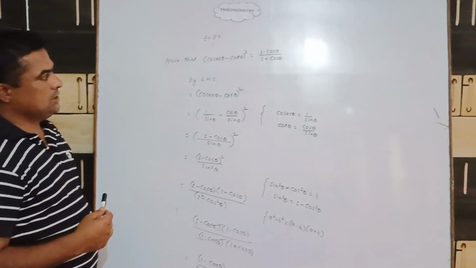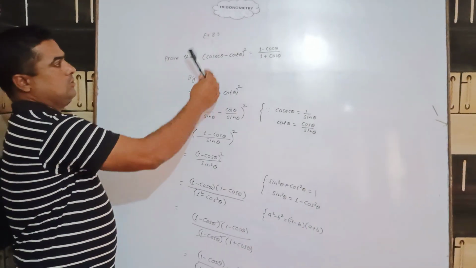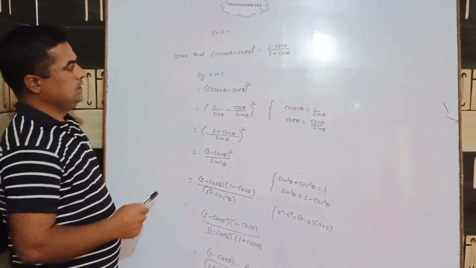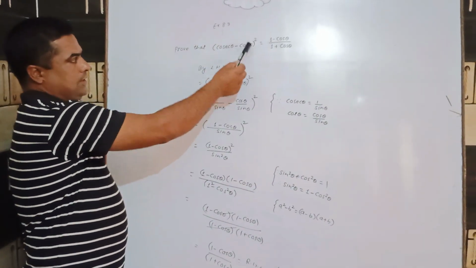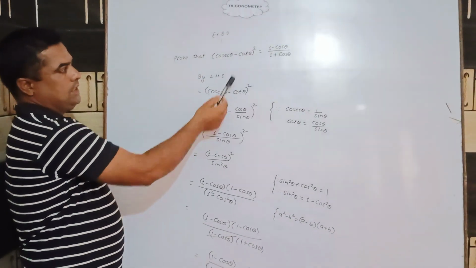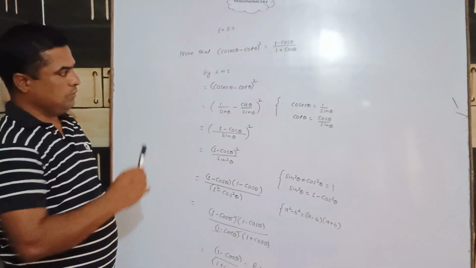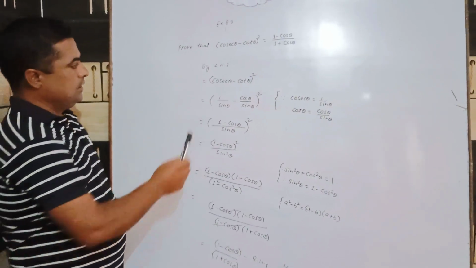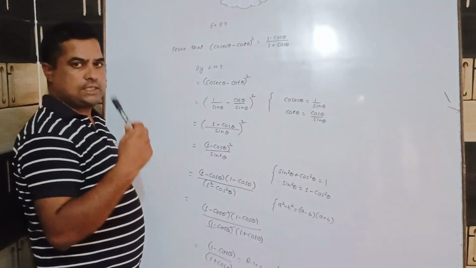Prove that (cosec theta minus cot theta) whole square is equal to (1 minus cos theta) upon (1 plus cos theta). Students, we are taking the left hand side. So your left hand side is (cosec theta minus cot theta) whole square. We will convert all the ratios in sine and cos. We will convert this cosec in sine.